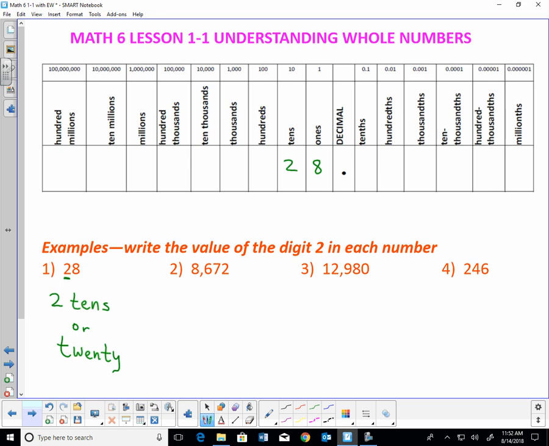If I have 8,672, I can clearly see that the 2 here is in the ones position. So I have 2 ones, or 2.